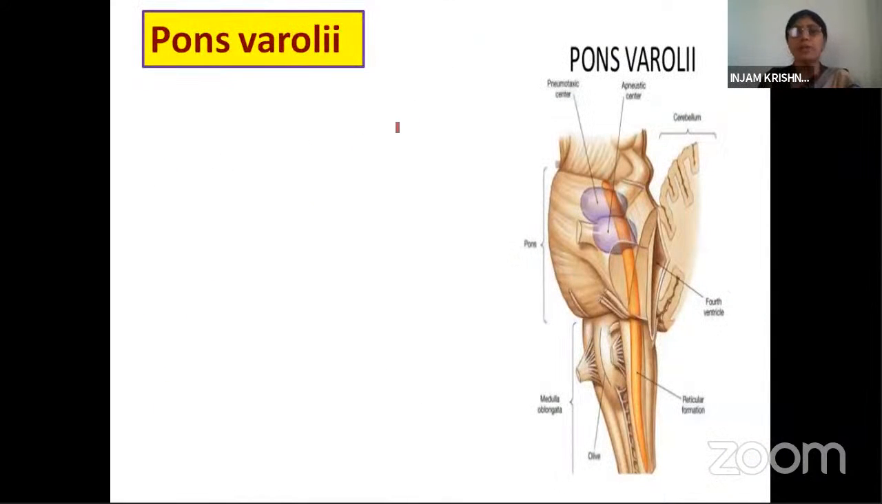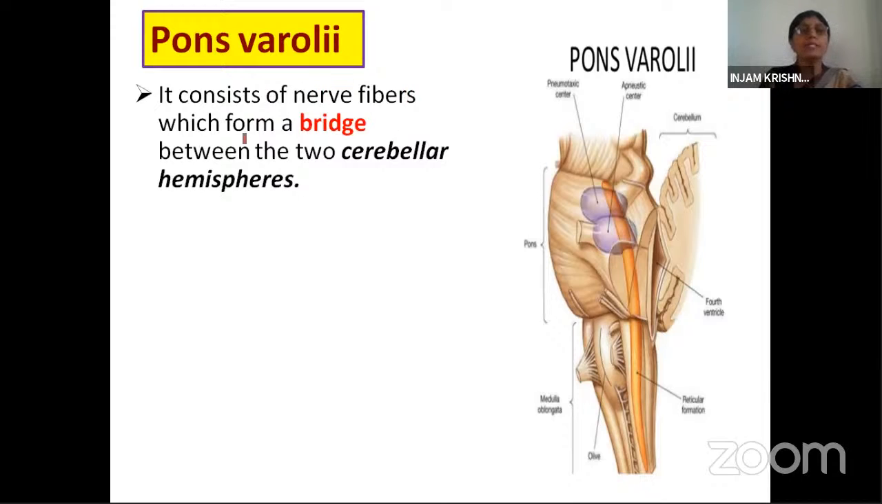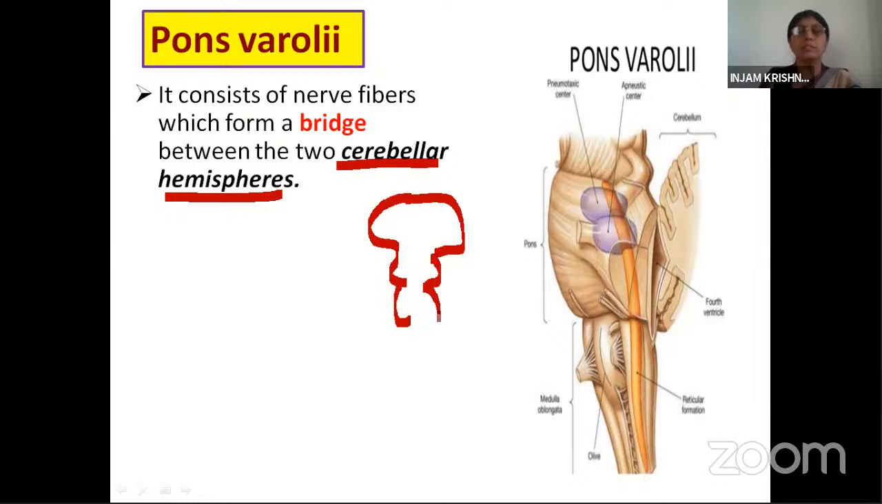Next part is pons varolii. What is the meaning of pons? Pons means bridge. It consists of nerve fibers which form a bridge between the two cerebellar hemispheres. Cerebellar, not the cerebrum. Okay, cerebellar hemispheres. Just here, this is the brain, midbrain, and pons, spinal cord. Here we can see the cerebellar hemispheres. So the pons, these are the peduncles. Peduncles means bundles of fibers. These are the peduncles. Okay. So it is connected between two cerebellar hemispheres. That's why the pons is called the bridge.